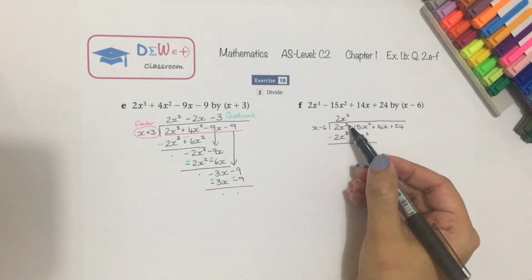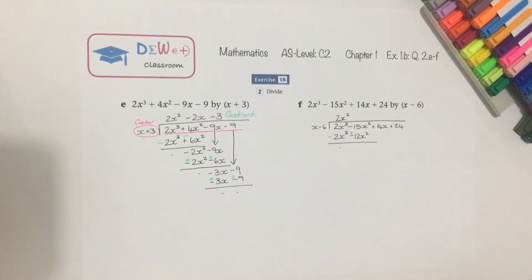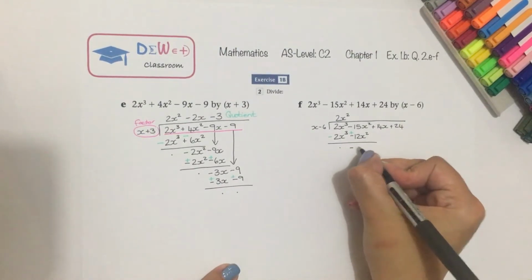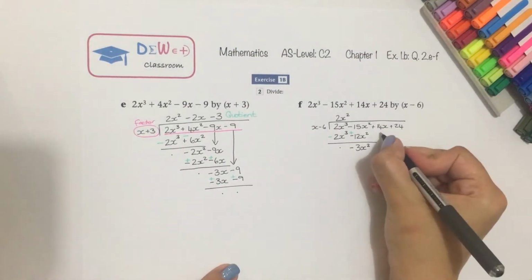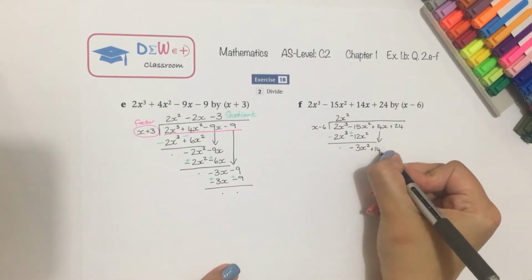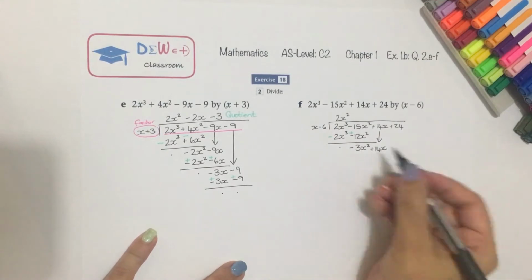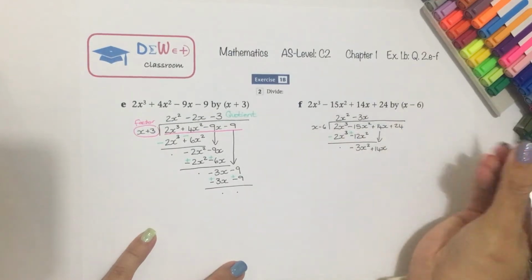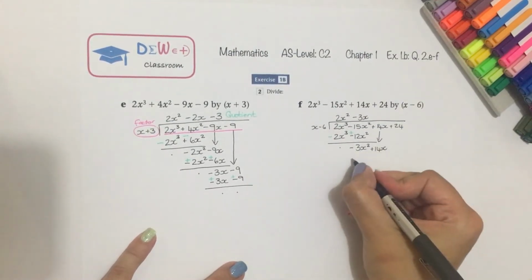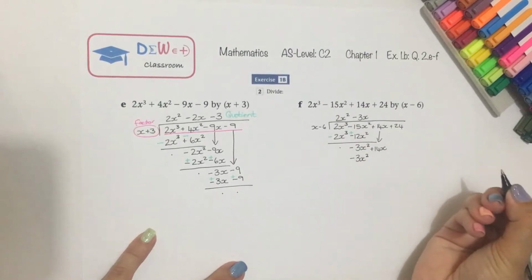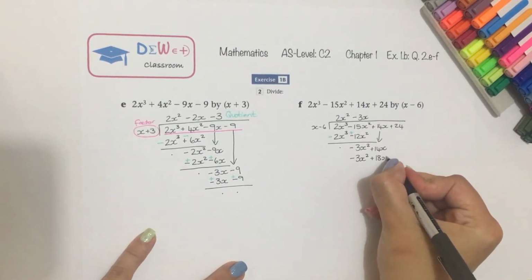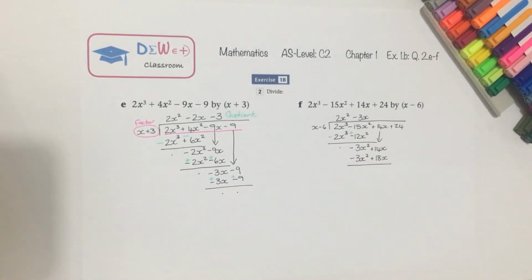And then we have 2x to the power of 3 minus 2x to the power of 3, which is 0. Minus 15x squared plus 12x squared will give us minus 3x squared. Then we bring down the plus 14x, and we start the process again. Minus 3x squared divided by x is minus 3x, because minus 3x times x will give us minus 3x squared. Minus 3x times minus 6 will give us plus 18x. Now we need to subtract them from one another, so we change the signs.